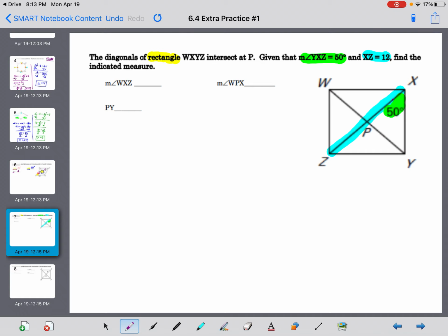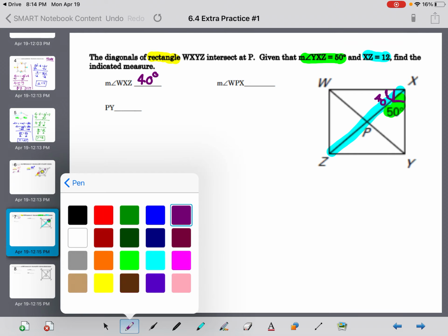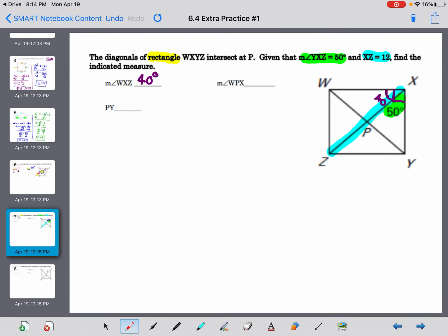So the angle WXZ is this angle right here. But if you remember, rectangles have 90 degrees. So if one side is 50, well, 90 minus 50 makes 40. So this side must be 40 degrees. The measure of angle WPX is right here. So let's cycle back to this in a second.